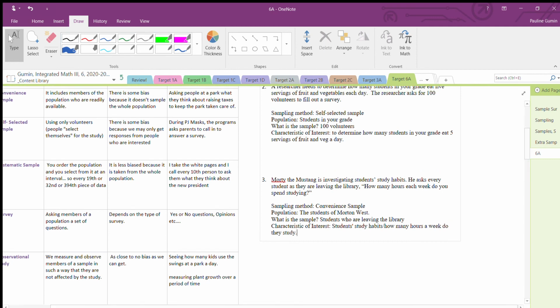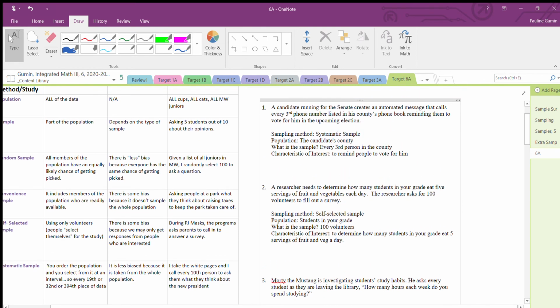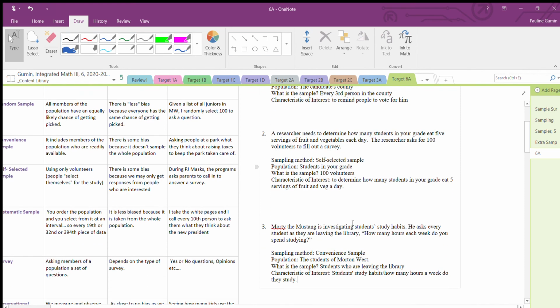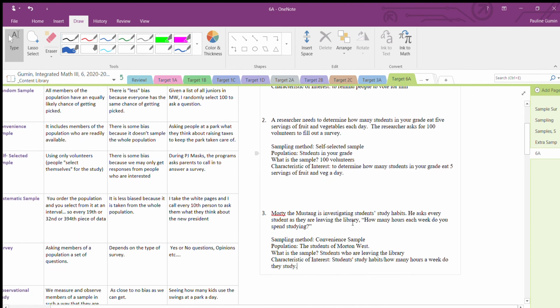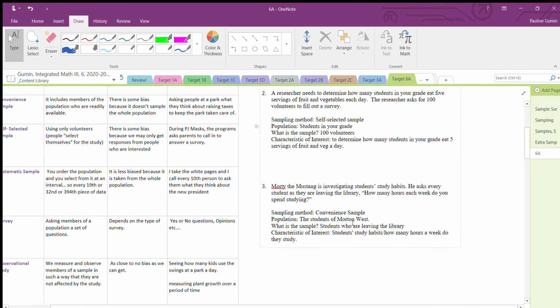Let's look back at these 3 examples. Which one would be the most biased? The candidate who uses a systematic sample, the researcher who uses a self-selected sample, or Morty who uses the convenience sample? I'd say it's Morty because he is asking only students who are leaving the library. And generally speaking, if you want to have a good study time or a study group, you'd go to the library. Morty is excluding so many groups of people from the population, which is the students of Morton West.